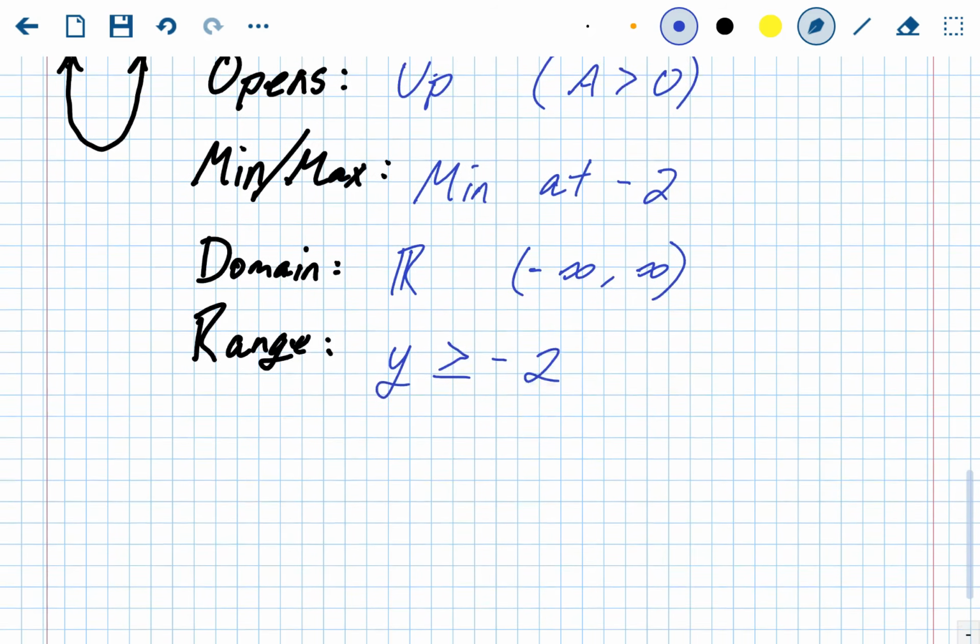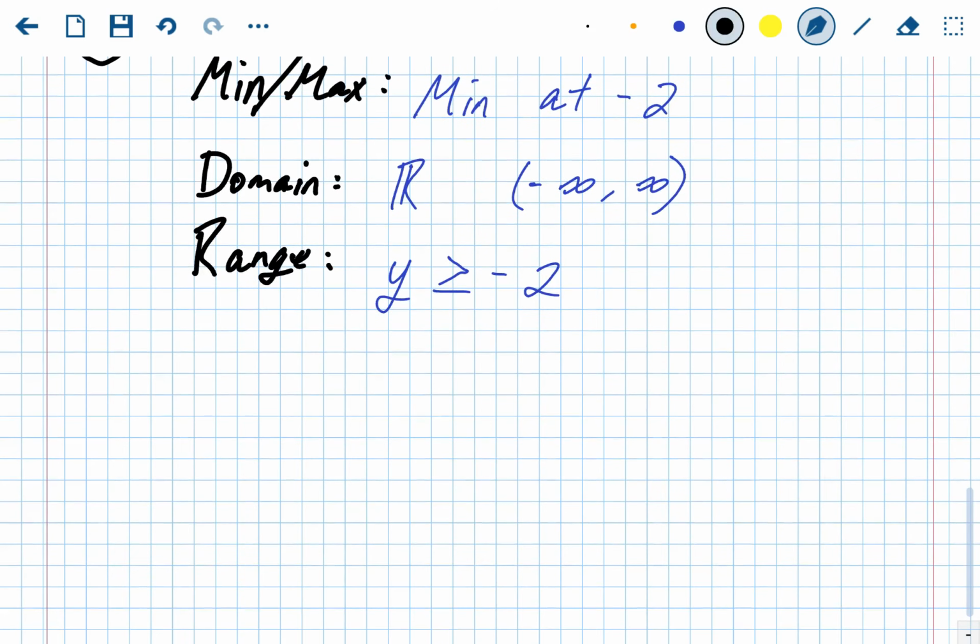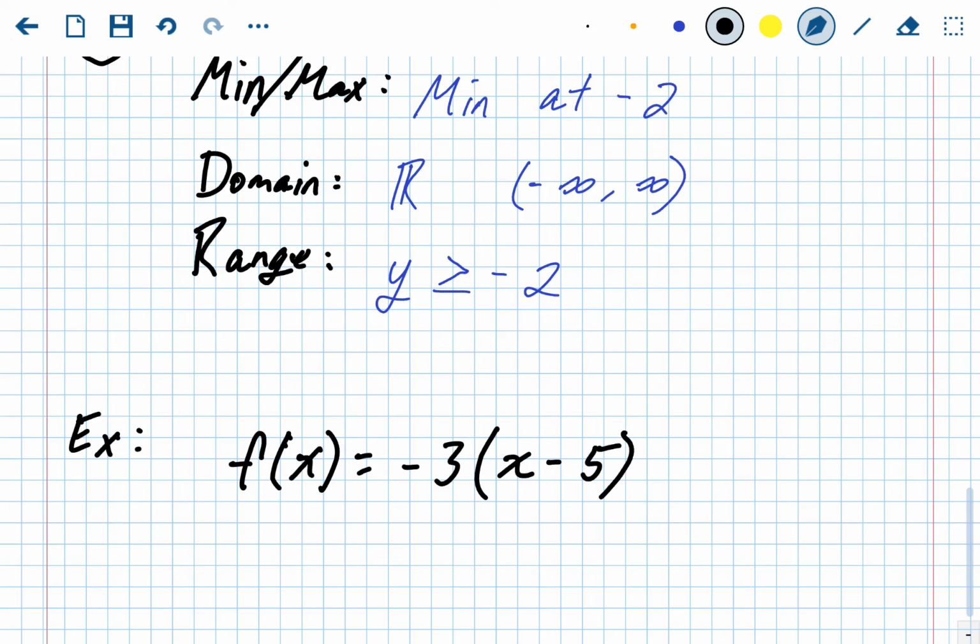All right, let's do one more. This time, let's say we have f of x equals, let's go negative 3 times x minus 5 squared plus 12.